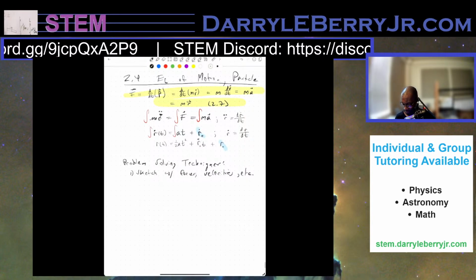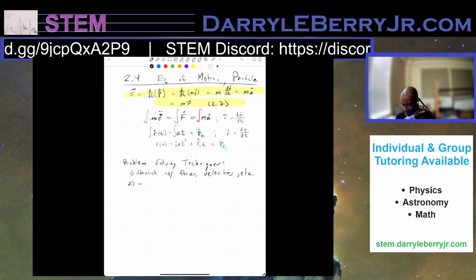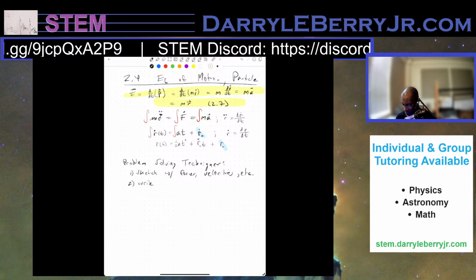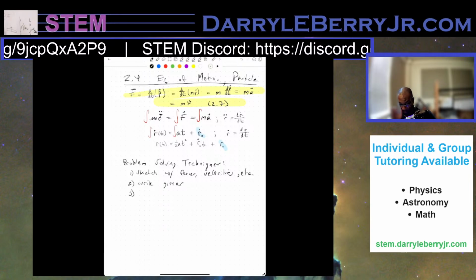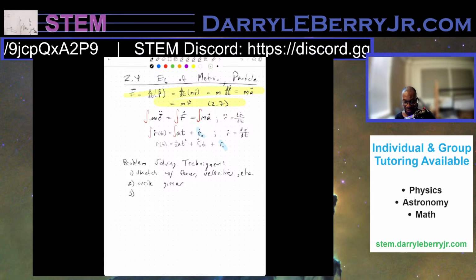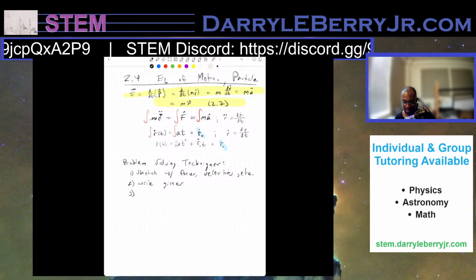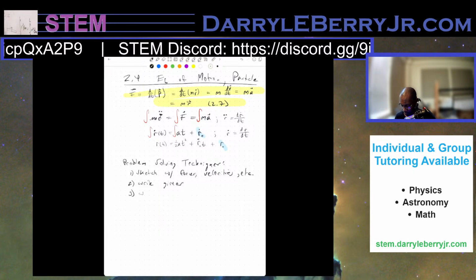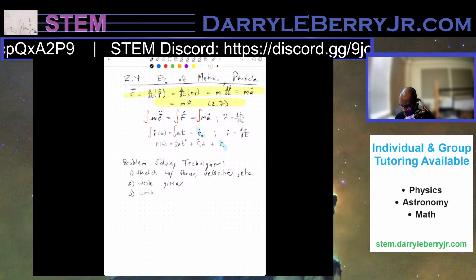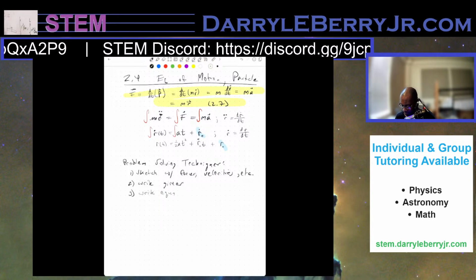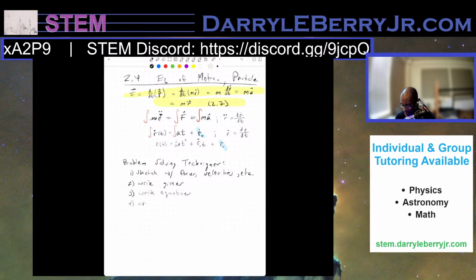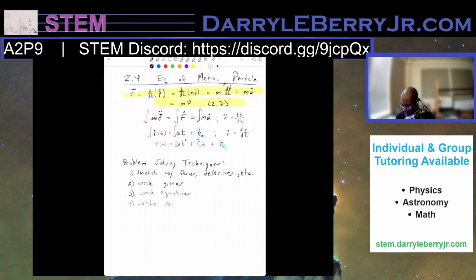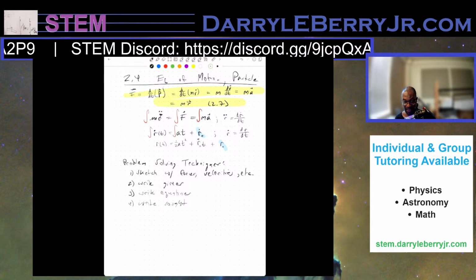Two, write down given quantities. And 3, write down useful equations and what is to be determined. And 4, write what we're trying to find, the quantity sought.